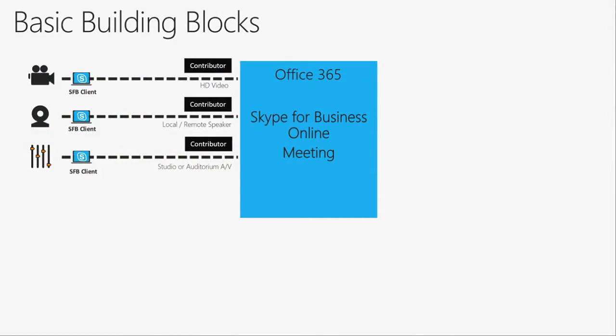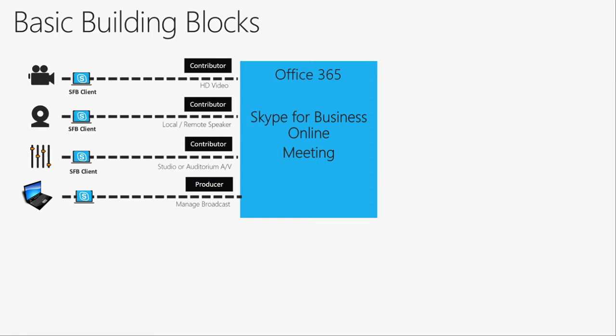So let me just walk you through some of the basic building blocks of Skype Meeting Broadcast, especially for those of you who are new to it. Skype Meeting Broadcast is an extension of a Skype for Business meeting. It gets hosted in our Office 365 cloud in Skype for Business Online. And there can be multiple sources connected into that meeting. So just like in a meeting, there are participants. You can have different computers that have different camera sources, different audio feeds, or content connected into it.